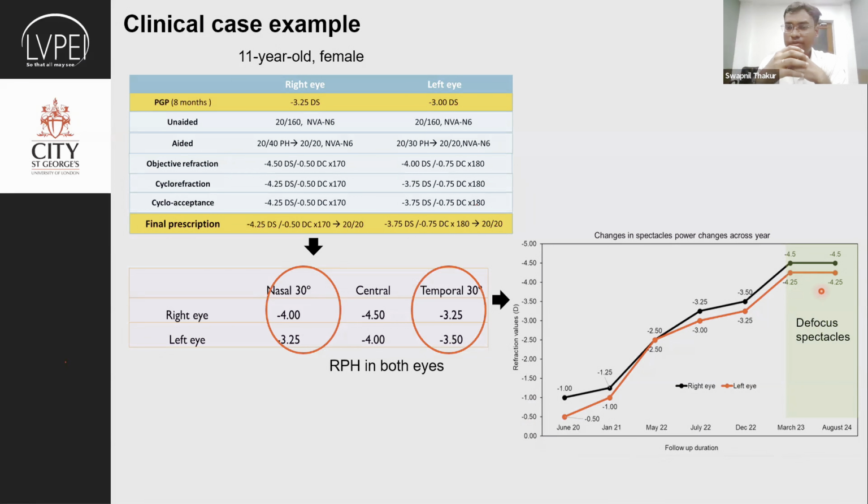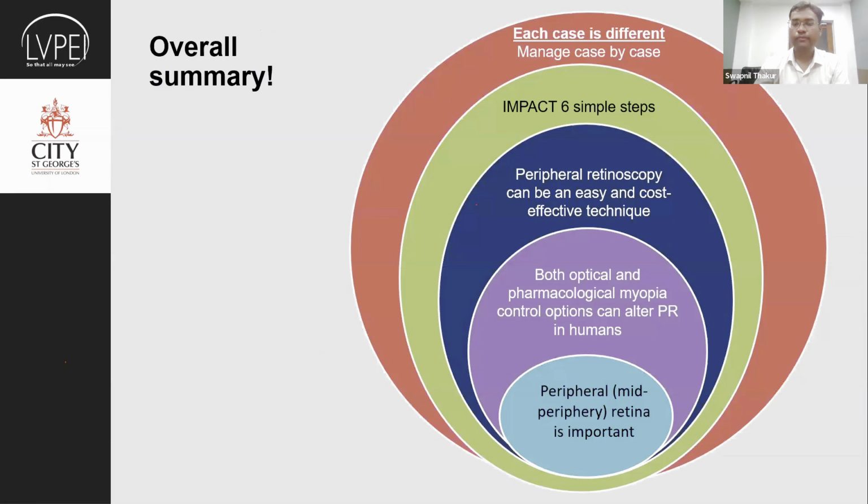So from here, we can take one message: we can tailor our treatment from what we have mapped in terms of the risk of myopia in that person. In this case, we considered that the relative peripheral hyperopia might be a risk for myopia progression, and therefore we went on to prescribe defocus lenses.